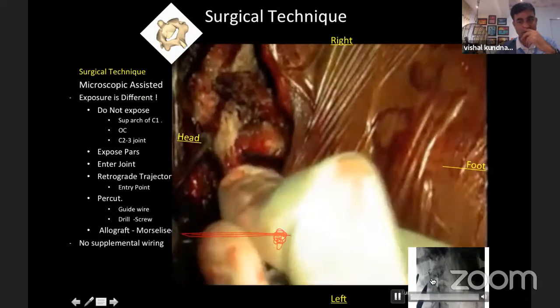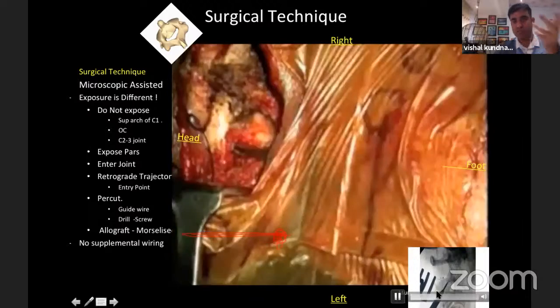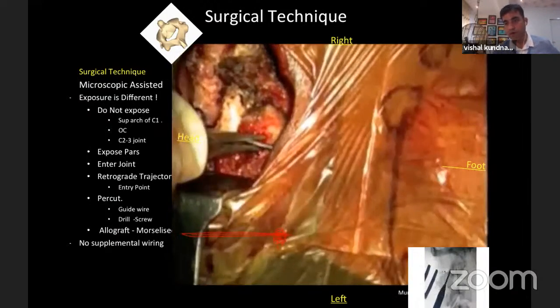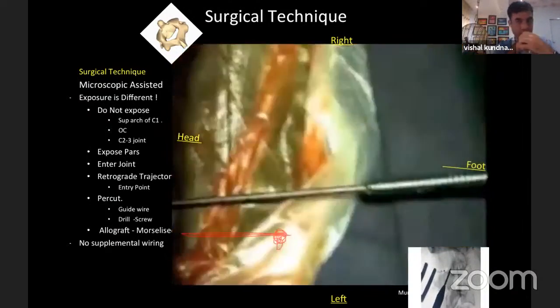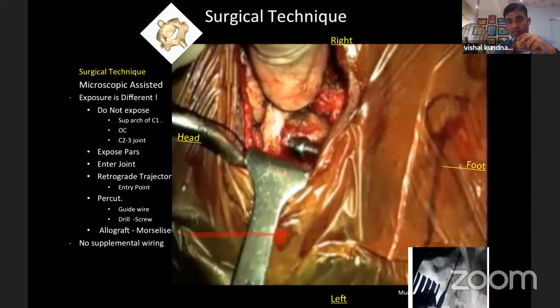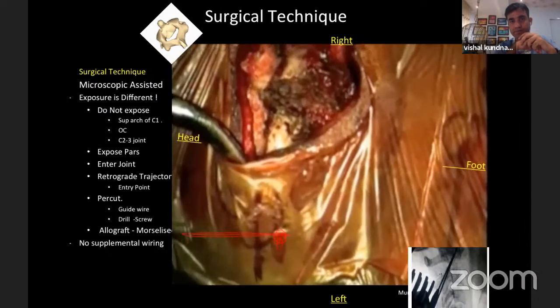And as you can see on the C-arm images, now there is nothing. Your guide wire goes in, your exit point is fixed. You've got an entry point and a retrograde trajectory, and with your guide wire and the C-arm guidance, your screw goes in.